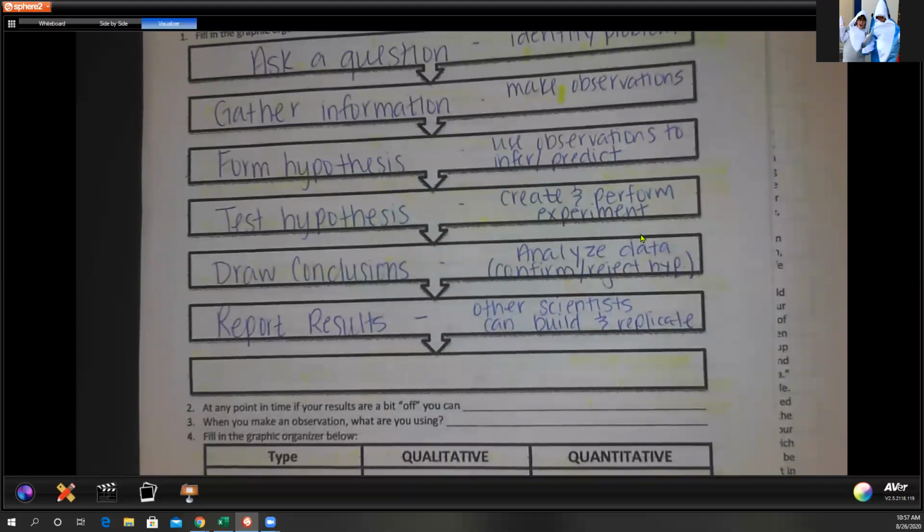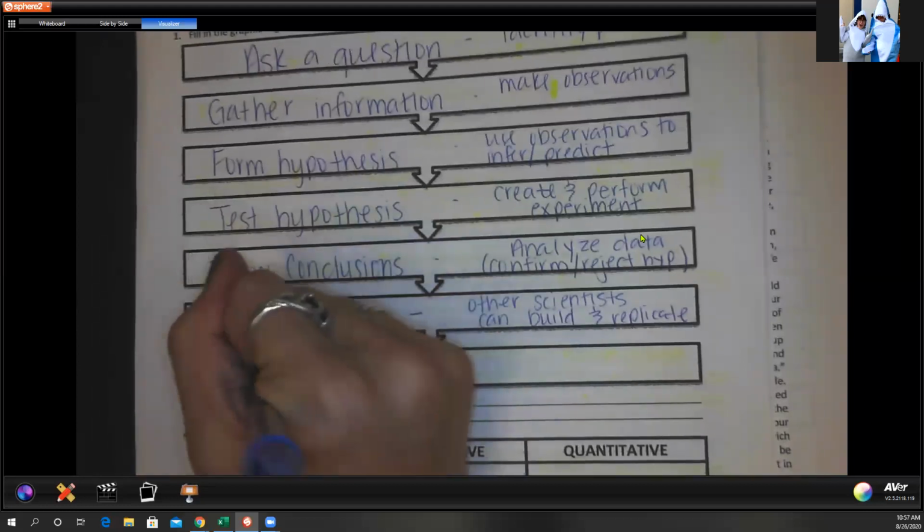But there's one more line. Why might there be one more line? Alex. Conclusion. Do we do our experiment one time or more than once? More than once. So I always say repeat.